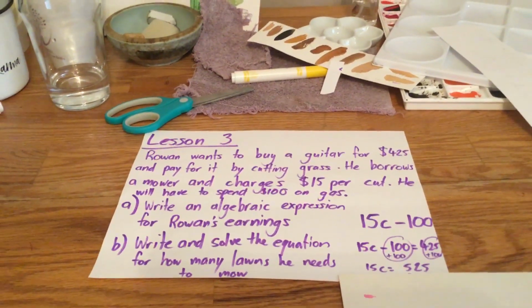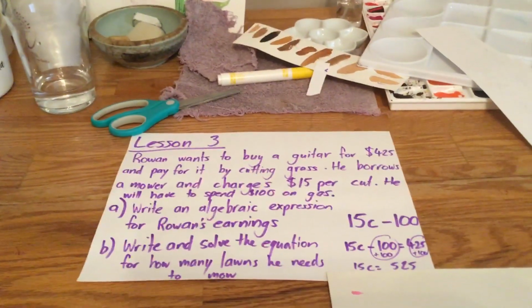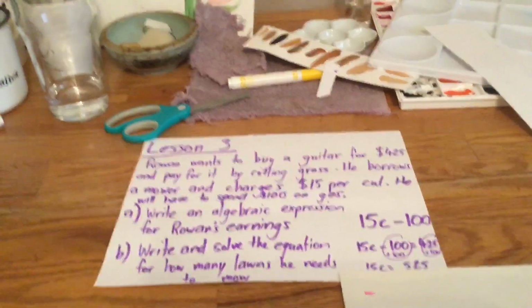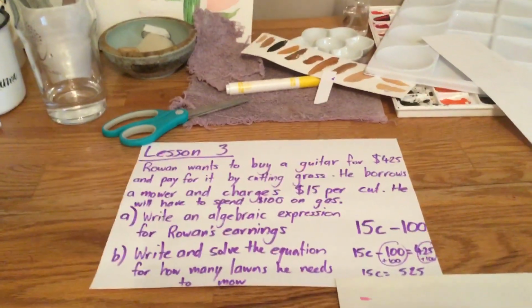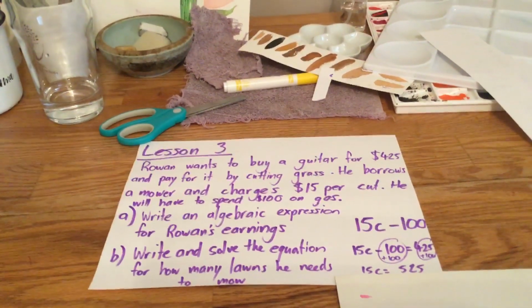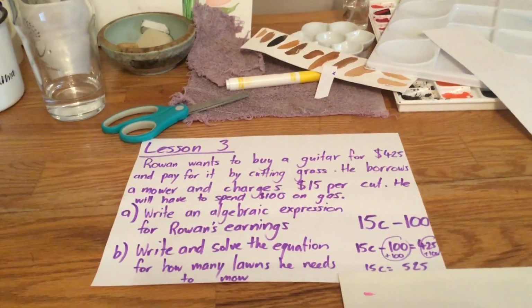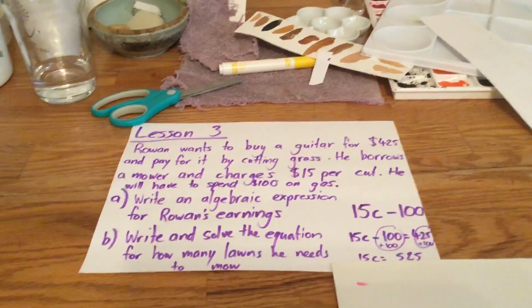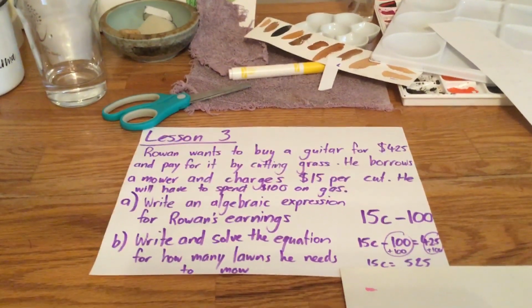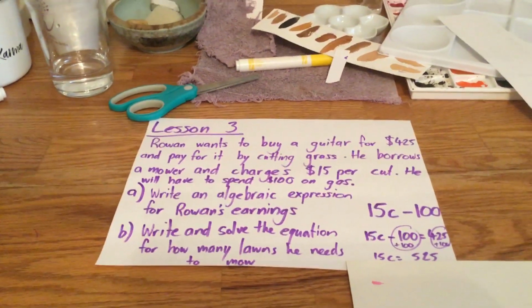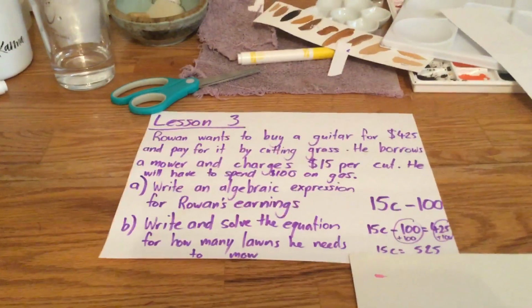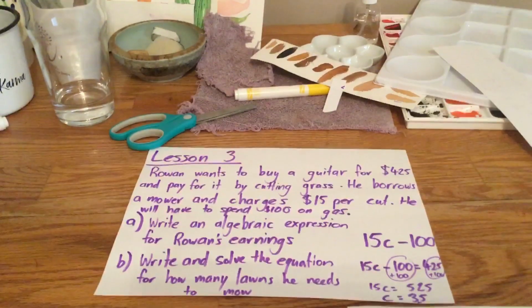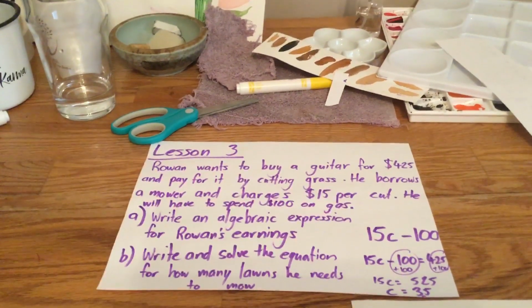If I add 100 to each side, I'm left with 15C is equal to $525. To get that guitar, he needs to cut grass that equals 525, considering he spent $100 on gas. So then we have to figure out, if it's $15 for one cut, how many cuts does he need? So we divide left and right by 15. It will take 35 people's grass cuttings to get there.